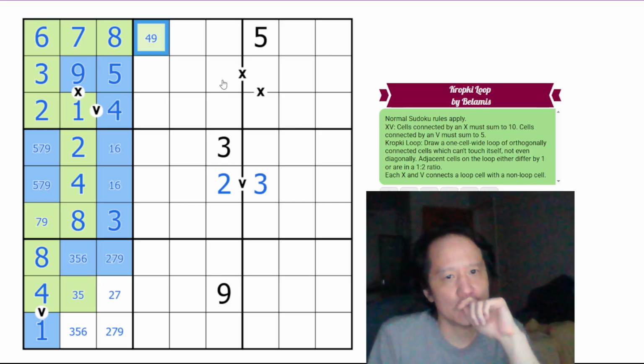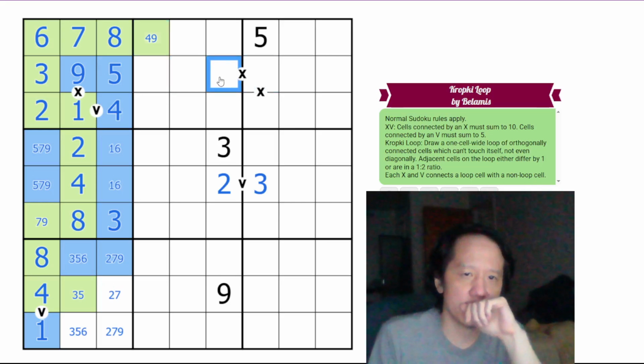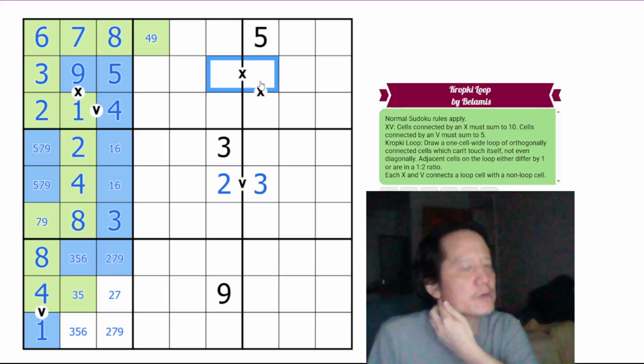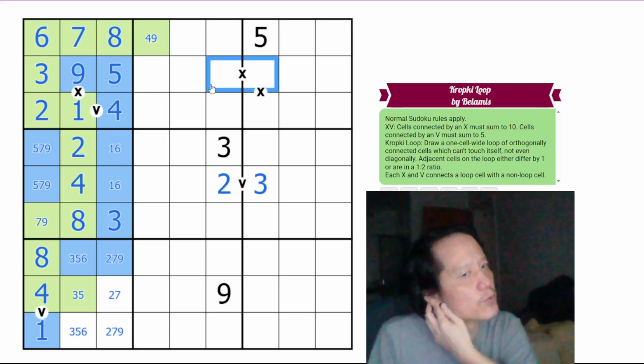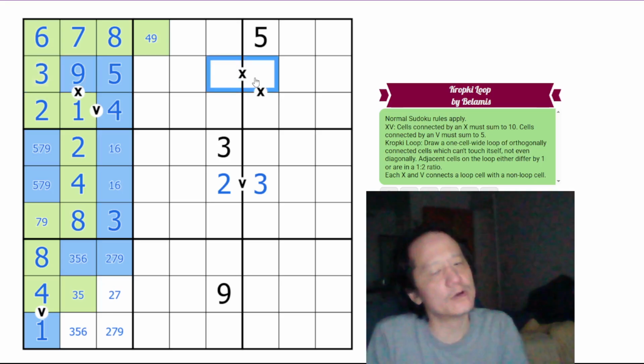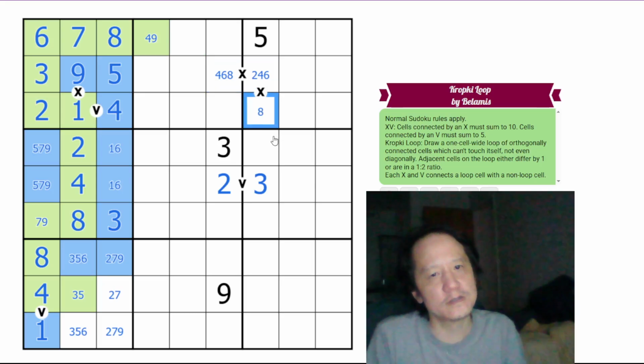Okay. What pairs of digits can this be? Cannot be 3 and 7 or 1, 9 because of the 3 or 9 in the row. So this could be 2 and 8 or 4, 6. Therefore, this is 8 or 4, 6. Well, this can't be 4, so this can't be 6, which means this can't be 4. Interesting.